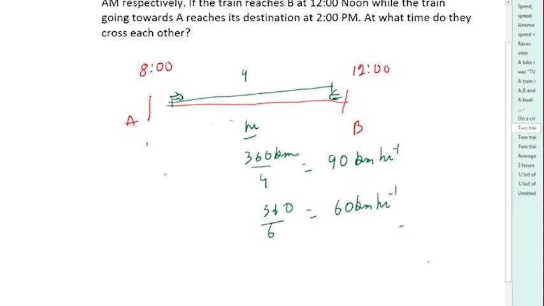So they are both approaching each other at 150 kilometers per hour, right? Because 90 and 60, and the distance they have to cover is 360 kilometers. So the time it would take is 360 by 150, or 15 by 36, and you can cancel and you'll get to the same number, which is 2.4 hours. So since it is independent of distance, you can assume a distance and make the calculation much easier.